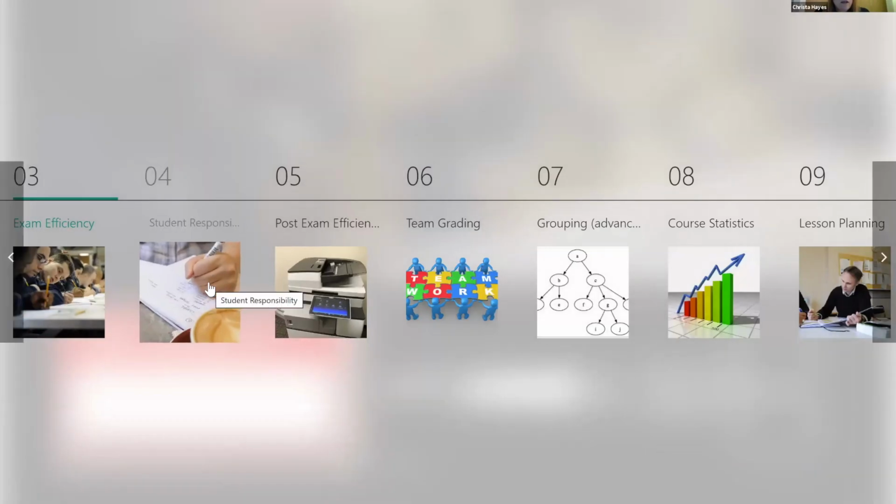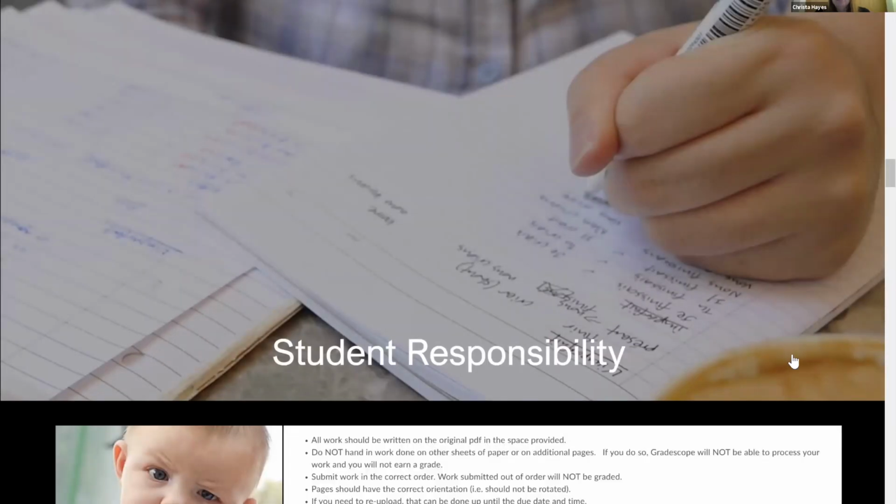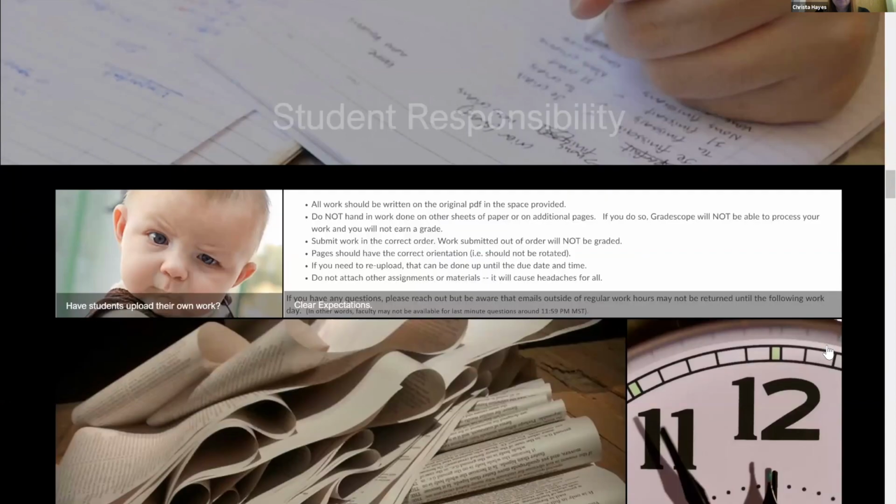Then the next tip that I have, or collection of tips, I should say, is in terms of putting responsibility in the hands of the students, engaging them in the assignment submission process. And I love this picture of the skeptical child here.